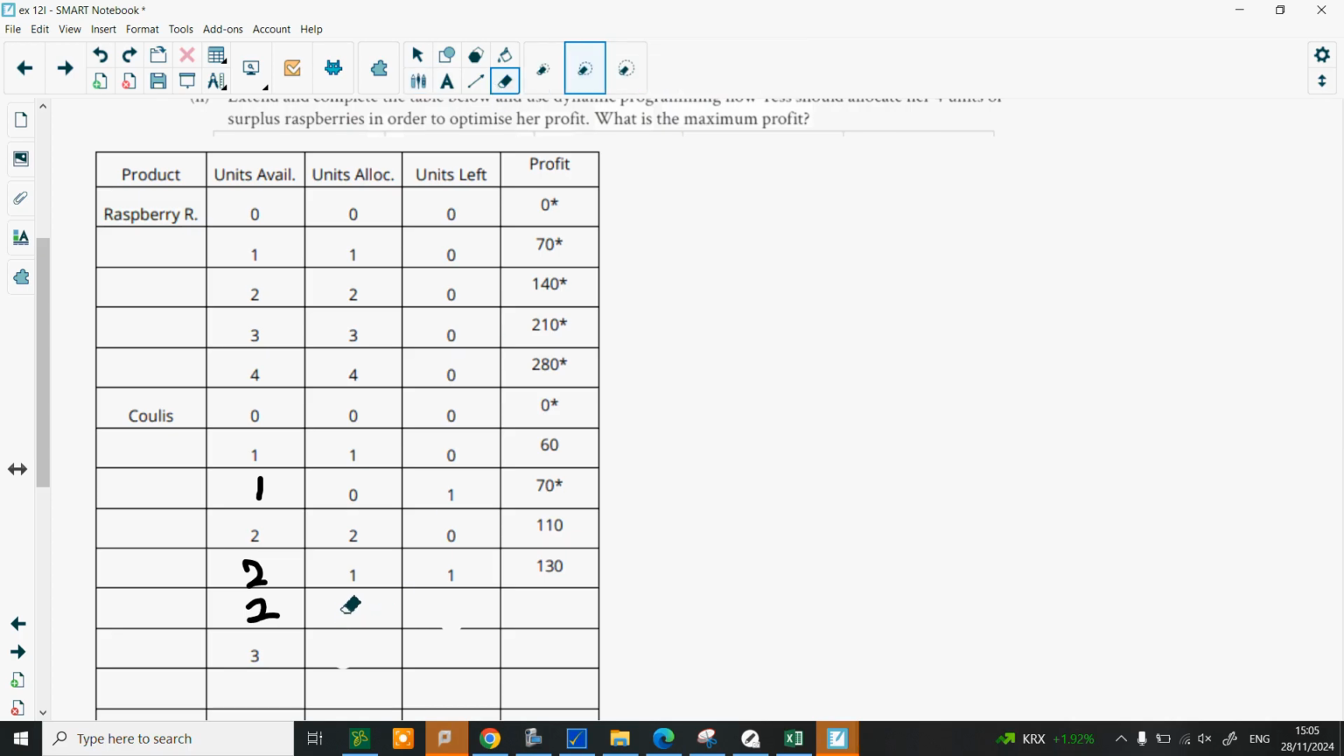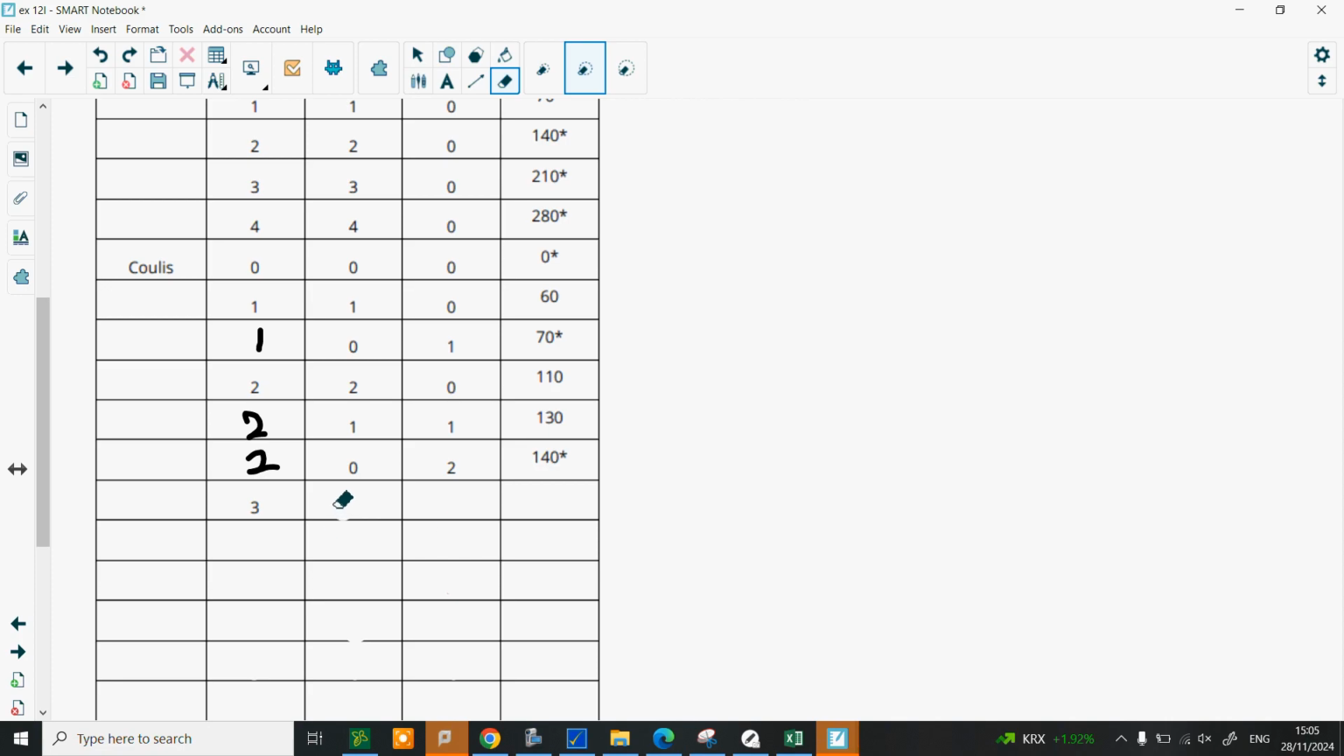What about the next section? You allocate none of it. None of them are Cullis. You have 2 units available, none of them are Cullis. That means 2 of them must be raspberry ripple. And how much does 2 raspberry ripples cost me? 140. Okay? Let's keep running through our program here.